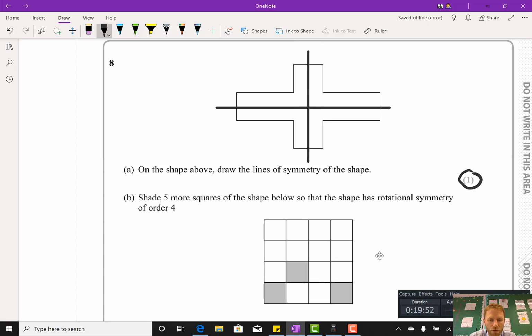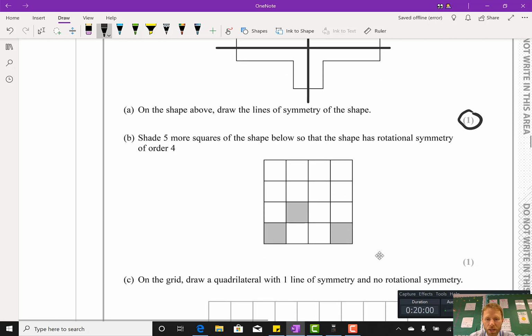Shade 5 more squares on the shape below, so the shape has rotational symmetry of order 4. So in order to do that, I've first got to understand what rotational symmetry is, and also what the order of 4 means. Rotational symmetry meaning when I rotate the shape, it will look the same. It will look as if I haven't rotated it, and therefore I can do that 4 times, so each time it turns through 90 degrees it still looks the same.